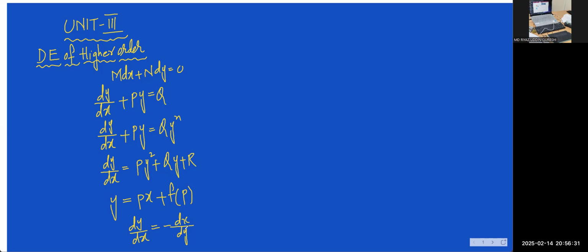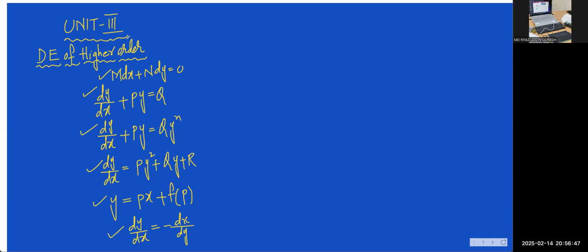Now what is the basic thing you have noticed here in the second unit? Here the order of the differential equation is 1, and the degree is 1.